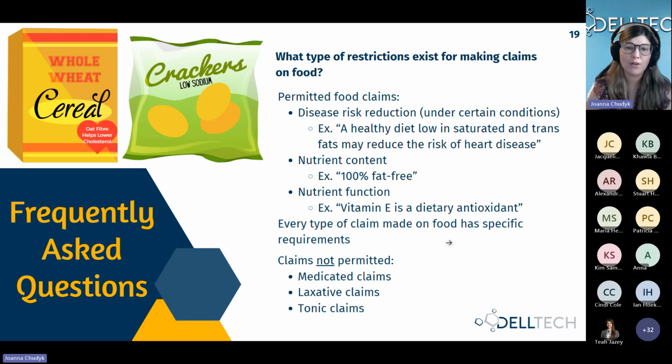For example, we also have protein. So your product can say source of protein and high in protein, but be aware that these two different terms do mean something different.